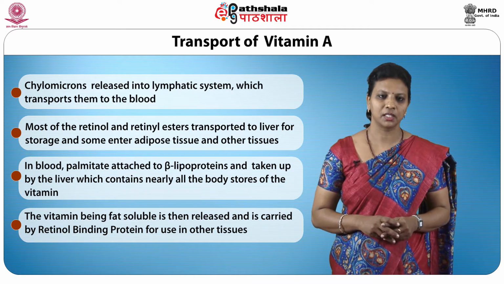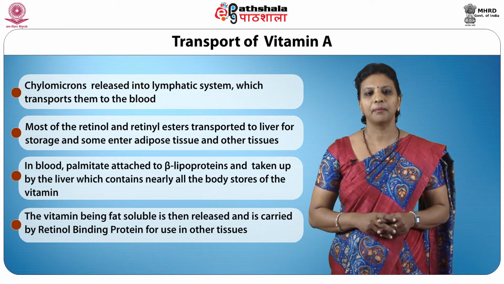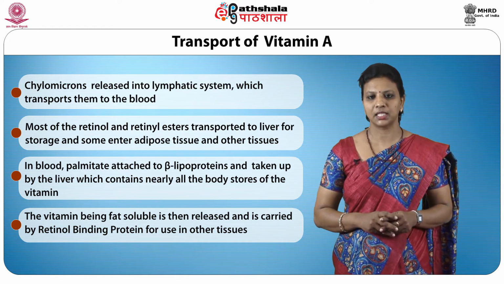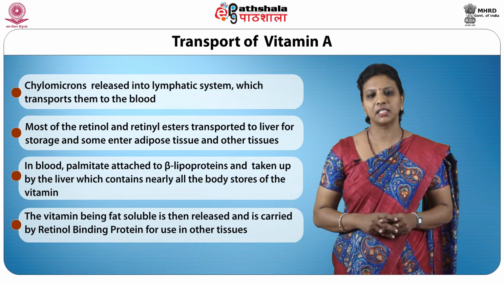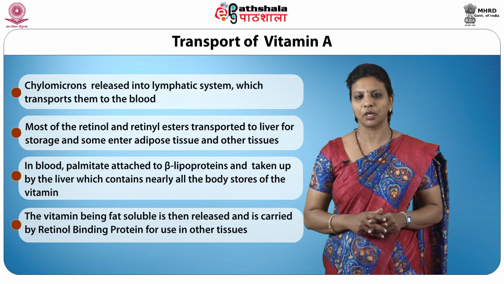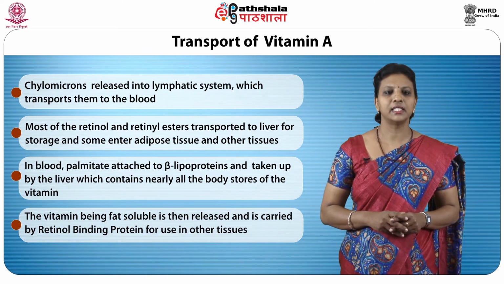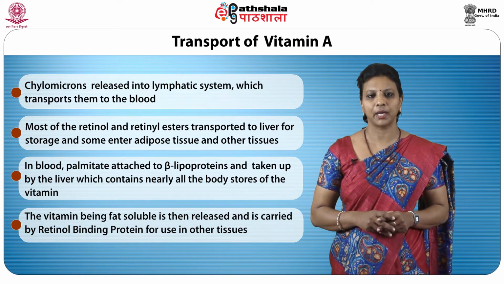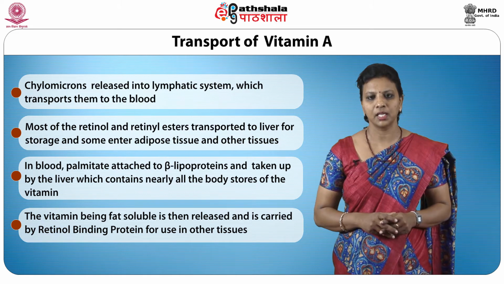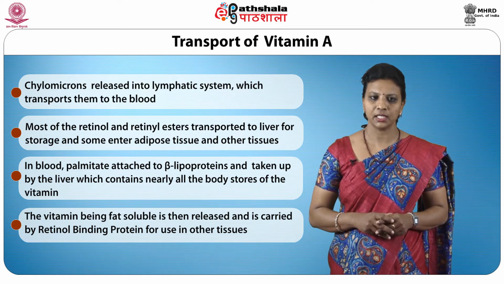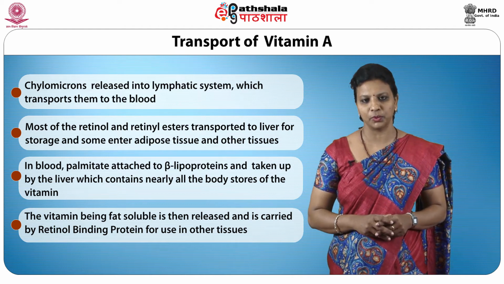other tissues. In blood, the vitamin esters, mainly palmitate, are attached to beta lipoproteins and are then taken up by the liver, which contains nearly all of the body stores of the vitamin. The vitamin, being fat soluble, is then released and is carried by retinol binding protein for use in other tissues and to the sites in the nucleus, where the vitamin acts in a manner similar to steroid hormones.